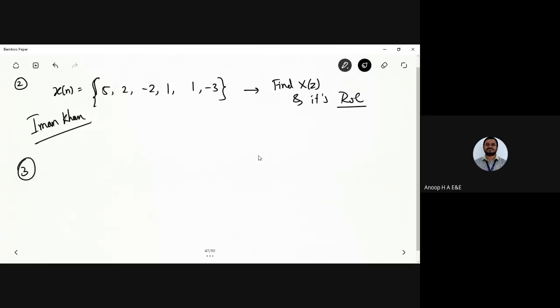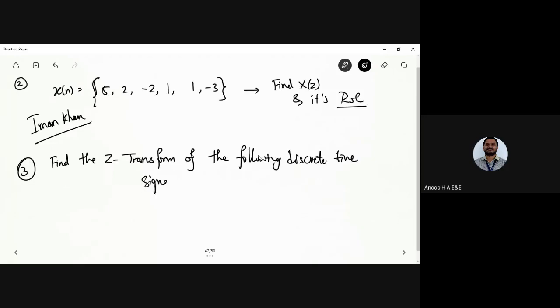Okay, third one. So I can find the z transform of certain sequences like this one. Find the z transform of the following discrete time signals, and include its ROC; you have to find the ROC for each. Now, what we had done previously, we had covered only one signal and we had to find its ROC, and it was quite simple there, right?